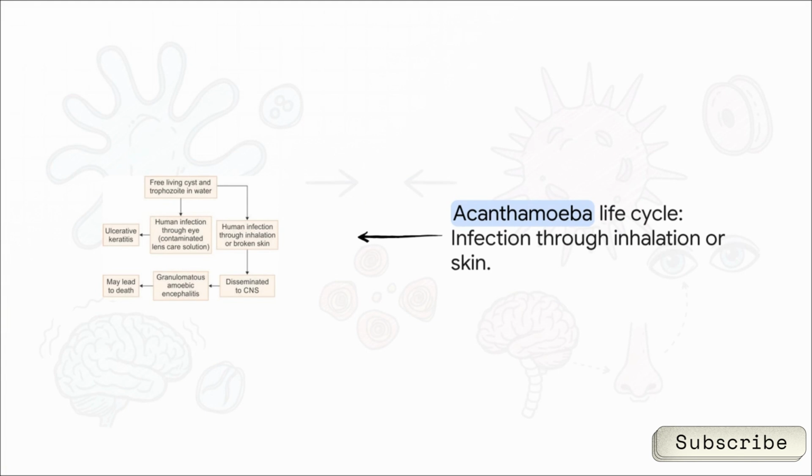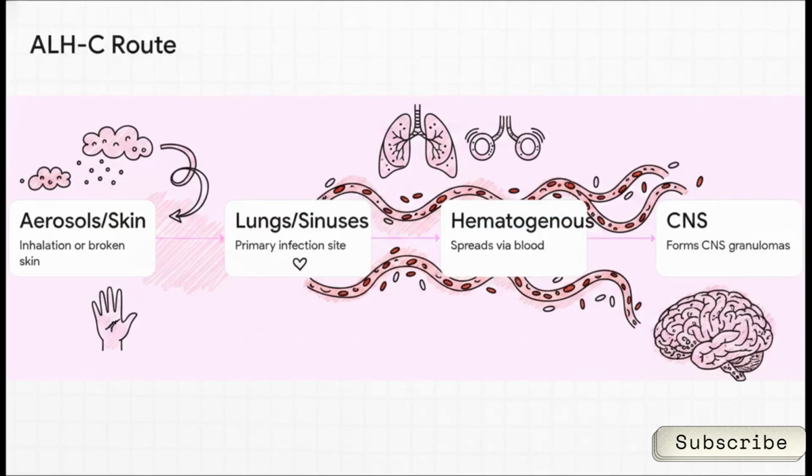Now, in stark contrast, Acanthamoeba takes a completely different route to the brain. Instead of using a direct neural superhighway like Naegleria, it relies on sneaking through alternative doors and taking a much more systemic, scenic route. To differentiate it, remember the ALHC invasion pathway. ALHC. It enters the body via aerosols or broken skin. Then, it sets up a primary infection site in the lungs or sinuses. From there, it uses hematogenous or blood-borne spread to eventually reach the brain, where it finally forms subacute CNS granulomas.